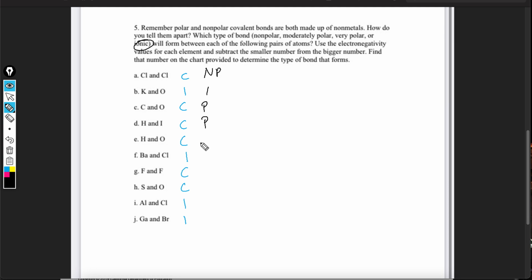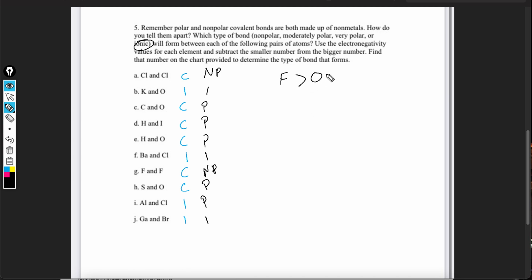H and O. Ooh, let's see. This one would be polar here. I'll just give you the answers right away. Ionic. This would be non-polar. This would be polar, polar, ionic.